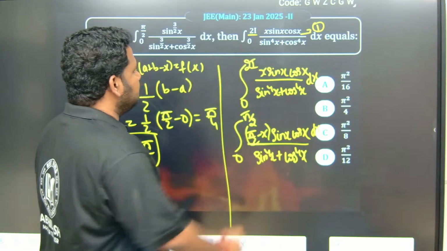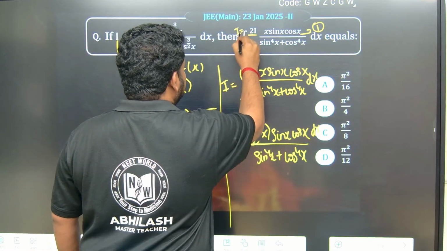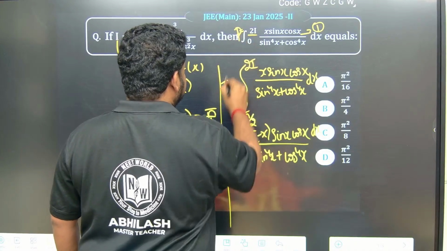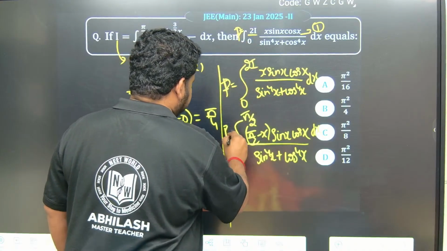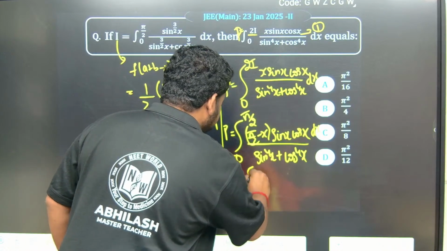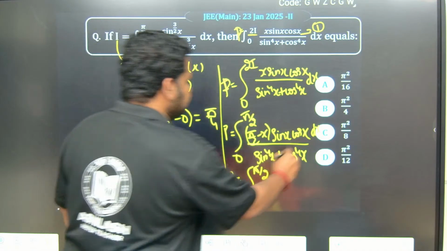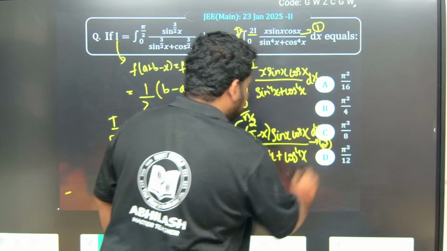Now let that be equal to I. So this will also be equal to I. This is equal to I, which is already given, let me write it as P. Let this be equal to P, some value, any value. So P will be equal to what? 0 to pi by 2, with pi by 2 minus x. Let me write this as 2.